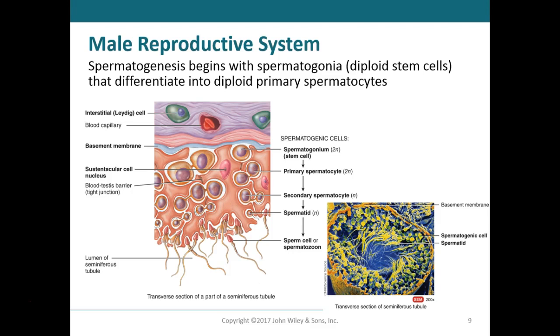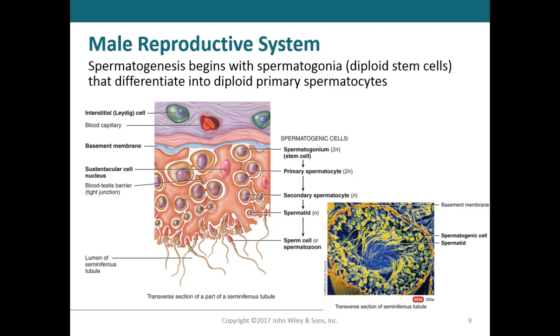The stem cells are called spermatogonia, and they remain dormant during childhood but actively begin producing sperm at puberty. Once they begin dividing, they create cells called primary spermatocytes, and then secondary spermatocytes, spermatids, and then sperm cells. After a sperm cell is formed, it's released into the lumen, or the opening, of the seminiferous tubule.